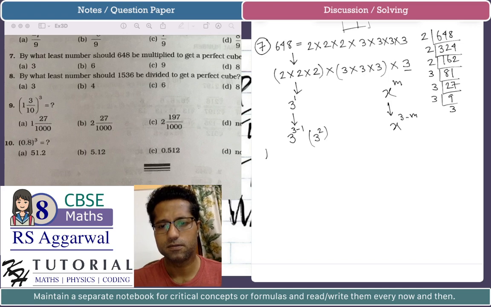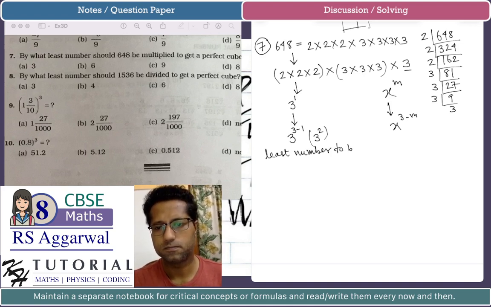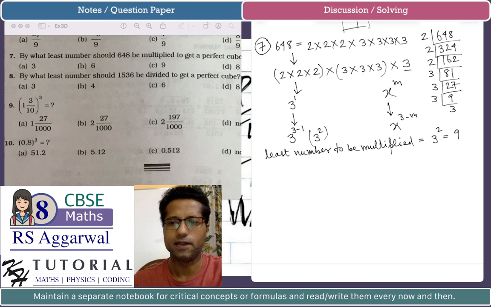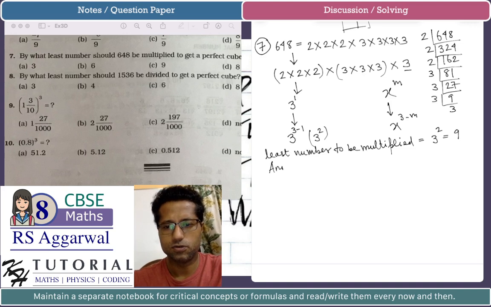So the least number to be multiplied for this problem will be 3 squared, since there is only one such term, x to the power 3 minus m, which is 3 squared. This is 9. So the least number that needs to be multiplied with 648 is 9 to make it a perfect cube. So the answer is choice C.